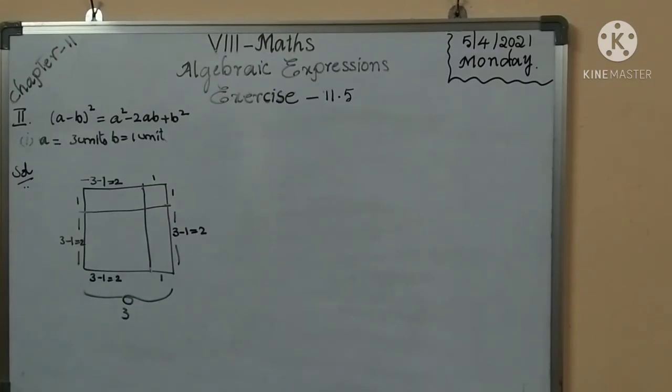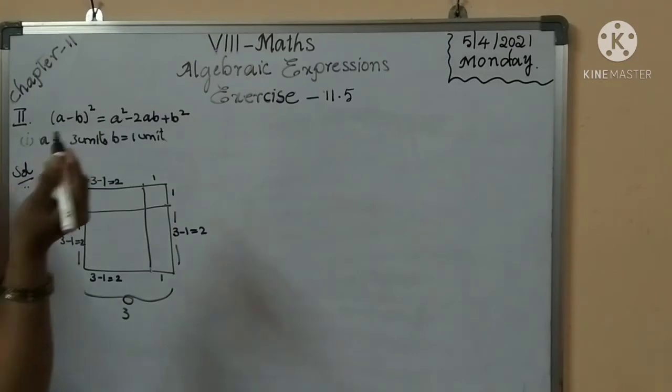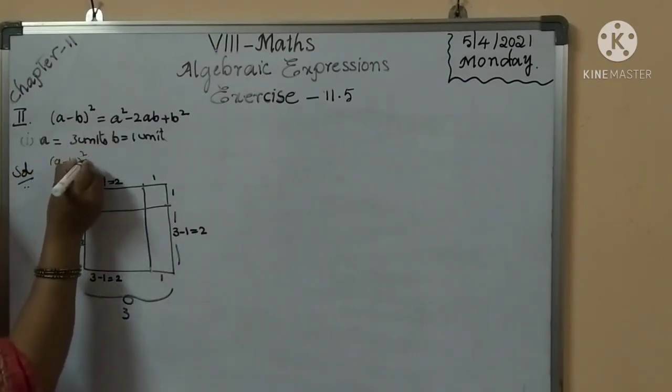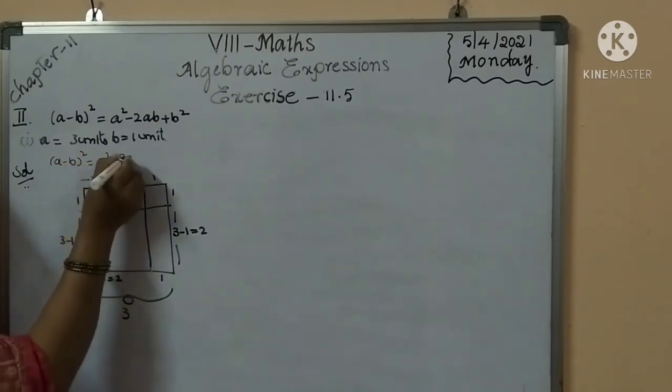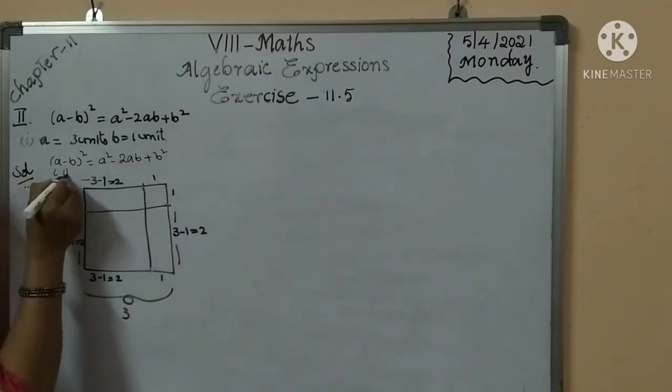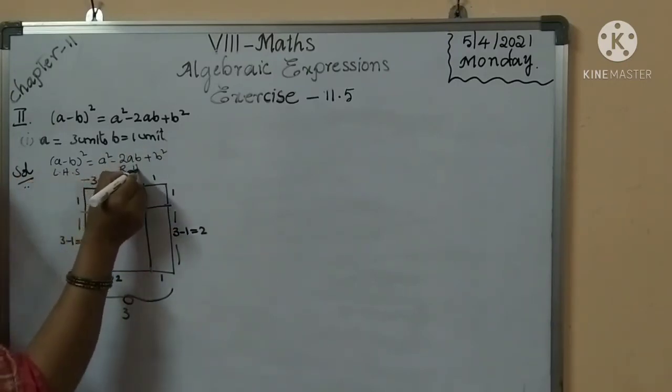And now exercise 11.5, second Roman numeral, first one. Verify the identity (a minus b) whole square equal to a square minus 2ab plus b square, and geometrically by taking a equal to 3 units and b equal to 1 unit. We know that in previous classes we proved that (a minus b) whole square equal to a square minus 2ab plus b square. So it is the LHS and it is the RHS.